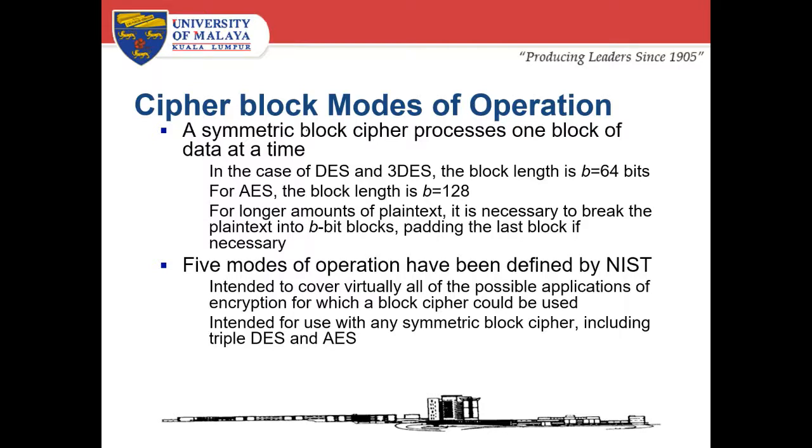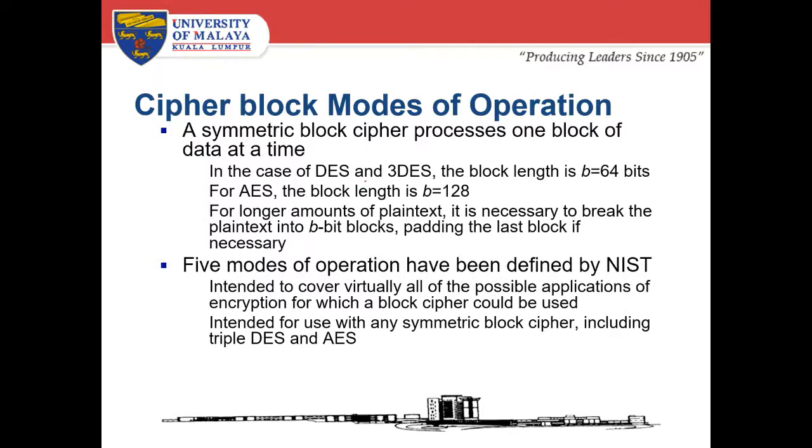A symmetric block cipher processes one block of data at a time. Let's say we have a really long message, like you want to send an email: "Hello, my name is Saidal. My name is John. I am 20 years old. I like to eat cakes, blah, blah, blah," and the whole lot of message. So this is a very long message, and you have to break it into a number of blocks.